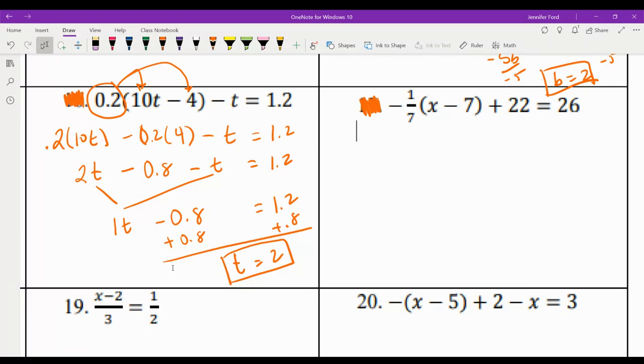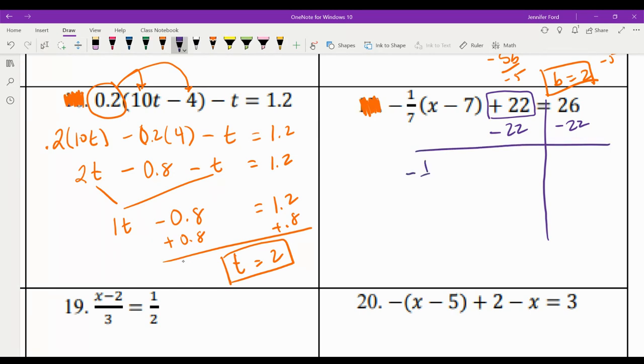Okay. With this one, I notice that part right there. I'm actually going to deal with that first. So I'm going to subtract 22 from both sides because it makes my left-hand side a little easier. Negative 1/7 times x minus 7 is 4.